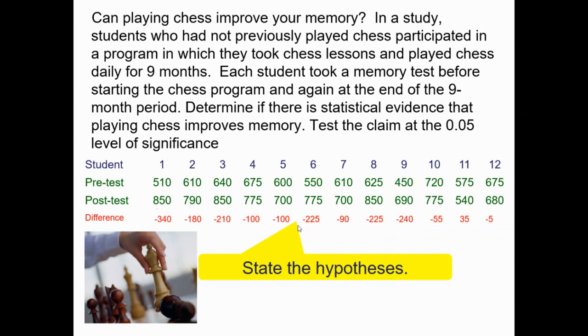Okay, so now let's state our hypotheses. Let's think about this for a second though. If memory improves based on how we calculated this, remember we did pre minus post. If memory improves, should our number be positive or negative? Negative. The pre should be lower than the post. So that's our claim. Will this be the null or the alternative?